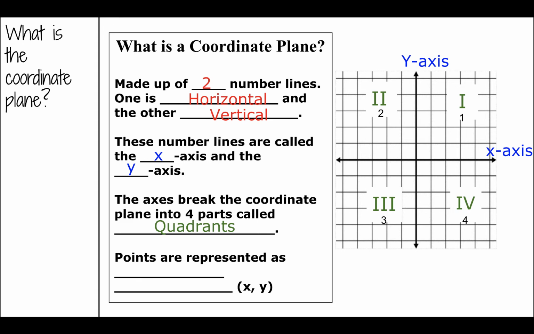Let's talk about points on a coordinate plane, because a coordinate plane allows us to find a specific location. And we're able to find that specific location using the number lines, but then representing that location with a point. Points are represented as ordered pairs on the coordinate plane in an x, y fashion tucked in a parenthesis. You'll see that this is what an ordered pair looks like.